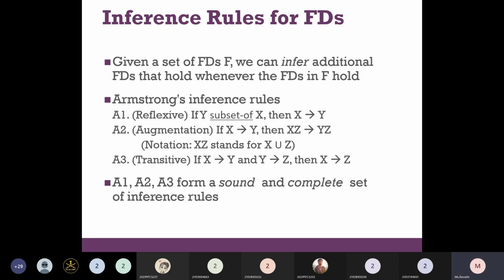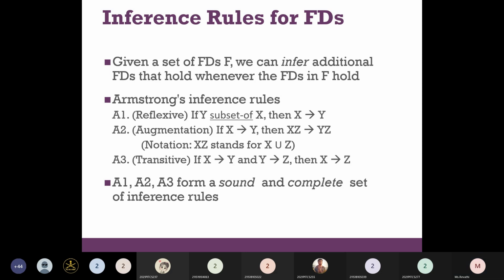important inference rule is transitivity. If there exists a functional dependency between X and Y, and between Y and Z, then implicitly there exists a functional dependency between X and Z. With respect to the transitive property, because X determines the value of Y and Y determines the value of Z, we can form a dependency X determines Z. So these are the important inference rules which are derived from your FDs.